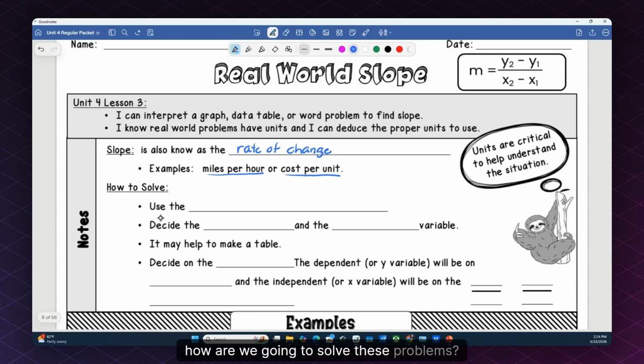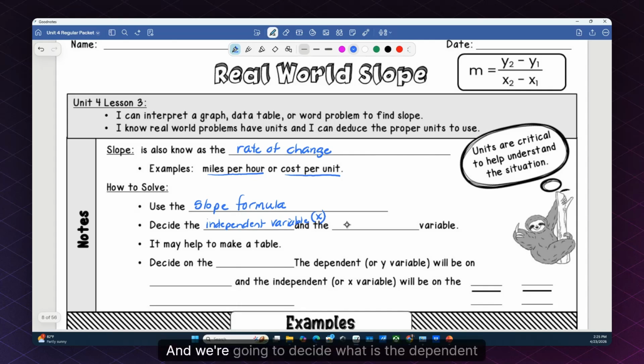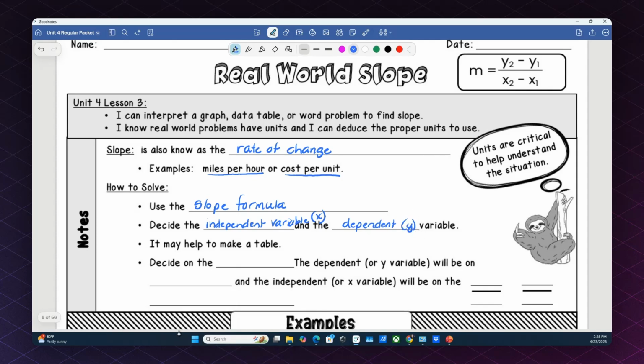So how are we going to solve these problems? The first thing we're going to do is break out our good friend, the slope formula. We're going to be writing that over and over again today. Why do we write it down for every problem? It helps to stick it in your head. Then we're going to decide what would be the independent variable, which is the x component, and what is the dependent variable, which would be the y component.